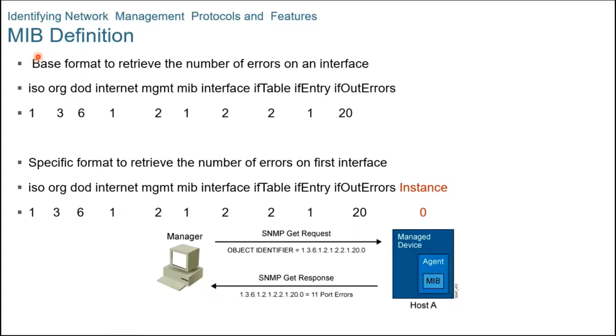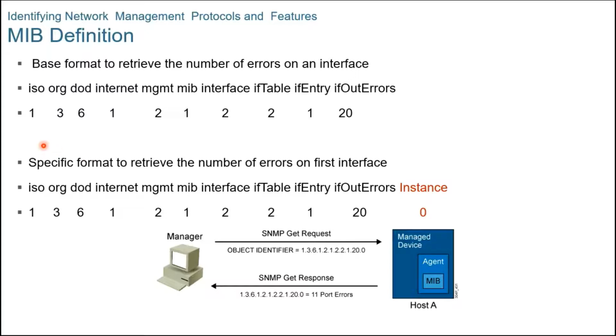MIB definition. So let's have an example. So this figure here depicts the SNMP MIB variable retrieval in action. Now in this example, the network manager wants to retrieve the number of errors on the first interface, starting with interface number 0. Now the valid range of interface numbers is 0 through the maximum number of ports minus 1, because we've started with 0.